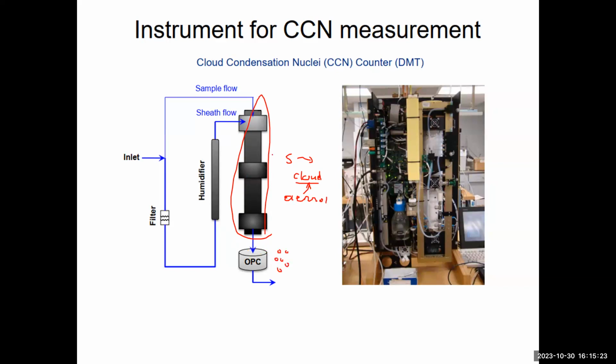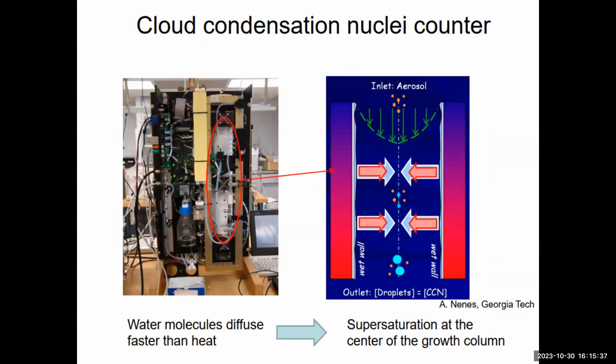So in this chamber, you are going to create a supersaturation by varying, let's say, the temperature and flow rate in the growth tube, to create supersaturation with different values. So this is how the instrument looks. The instrument is now commercialized by the DMT company. The full name is Droplet Measurement Technologies, right?